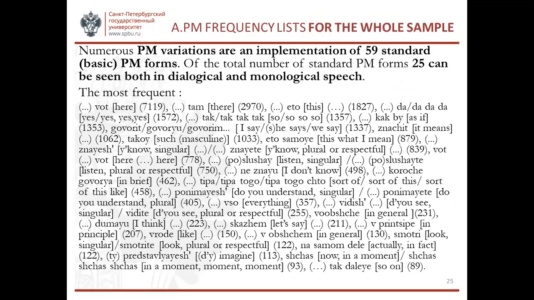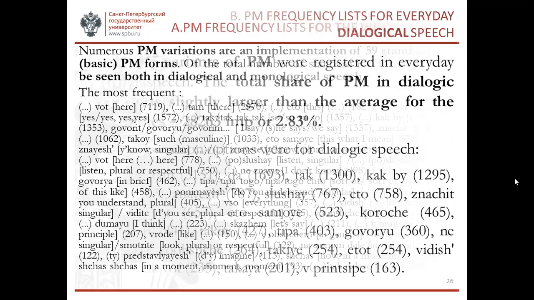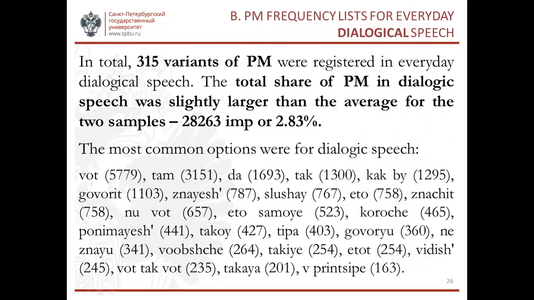Now, numerous pragmatic markers variants are an implementation of 59 standard or basic pragmatic forms. Of the total number of standard pragmatic markers forms, 25 can be seen both in dialogues and monologues. And again, you can see the most frequent ones on the slide. In total, 315 variants of pragmatic markers were registered in everyday dialogical speech. And the total share of pragmatic markers in dialogical speech was slightly larger than the average for the two samples. And again, you can see in this slide the most common options for the dialogical speech.